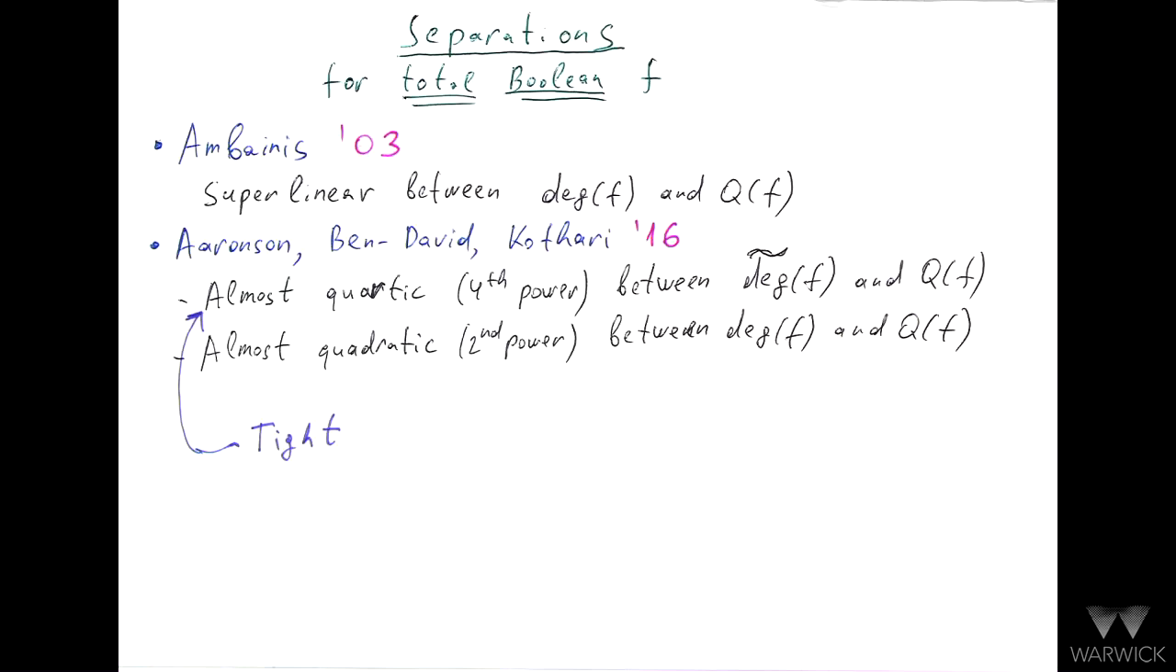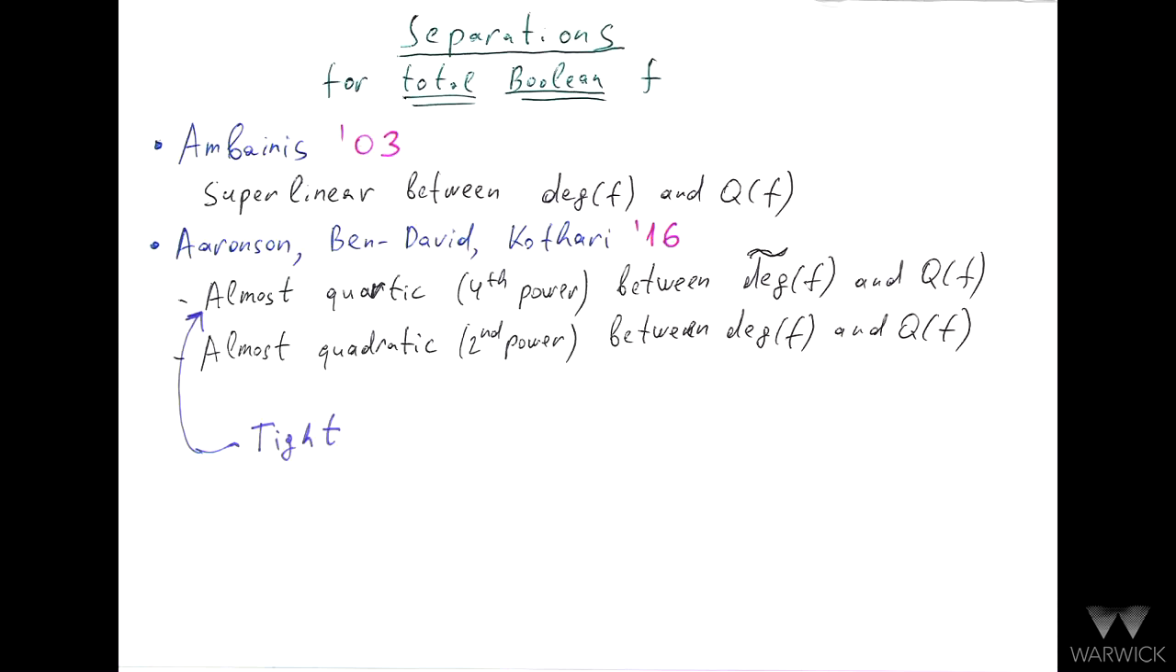This was improved by Aaronson et al. in the cheat sheet paper. So we're getting almost quadratic separation: first power between approximate degree and quantum complexity, and almost quadratic between representing degree and quantum complexity. This is tight due to the result on the previous slide. In the case of the representing polynomial and Q(f), it's not known to be tight.